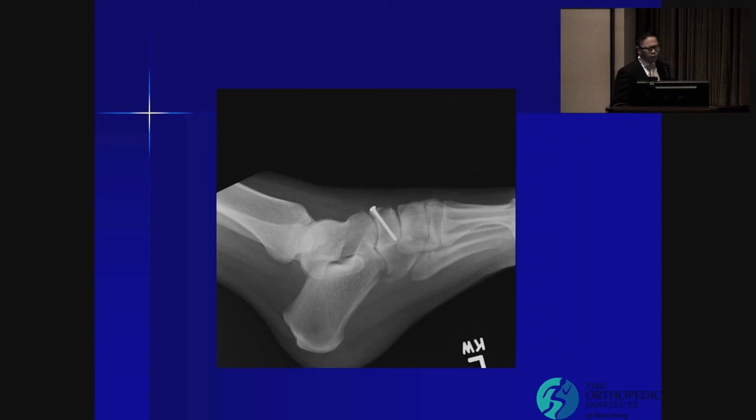Again, I keep these non-weight bearing like I do for the rest of the surgical foot fractures for about 4 to 6 weeks, and I advance their activities, wean them off the boot as the healing and symptoms would allow.